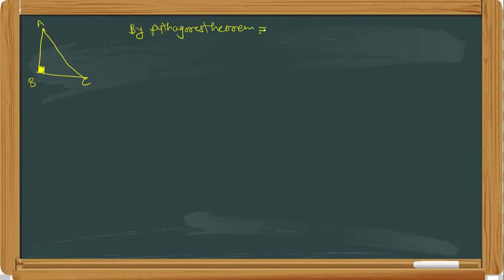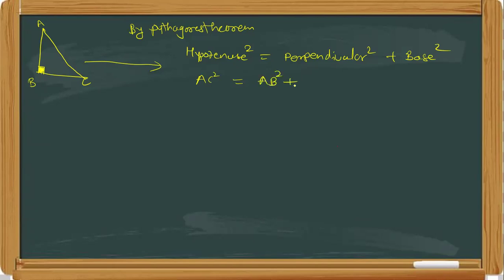Apply Pythagoras theorem to this right angle. Hypotenuse square is equal to perpendicular square plus base square. Now, according to this triangle, what is hypotenuse AC for this triangle? AC square is equal to AB square plus BC square. Now I am marking this equation as one.